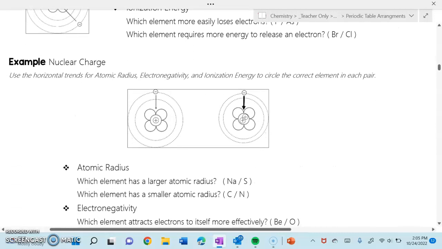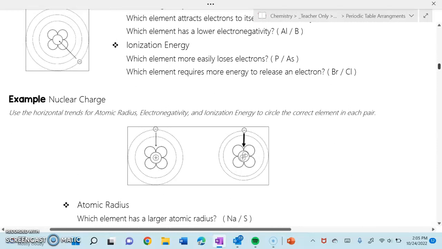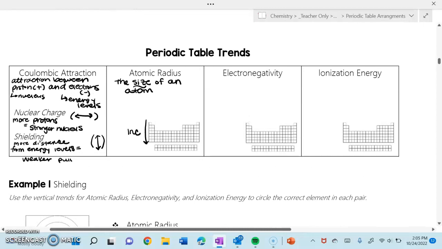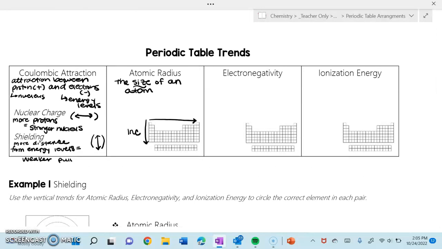If you look at example 2, you'll see a picture of this to help you visualize. Within the same energy level, let's say on the left here we have 1 proton in the nucleus, then on the right we have 2 protons. The arrow showing the force of attraction is stronger, making our atom slightly smaller because of that stronger attraction toward the nucleus. So as we move from left to right in the same energy level, our atomic radius or size decreases.